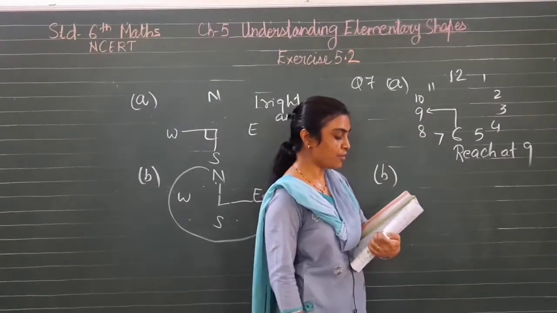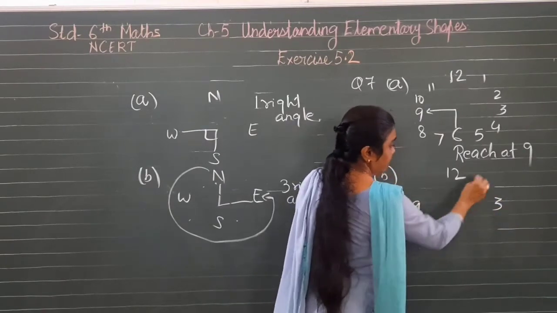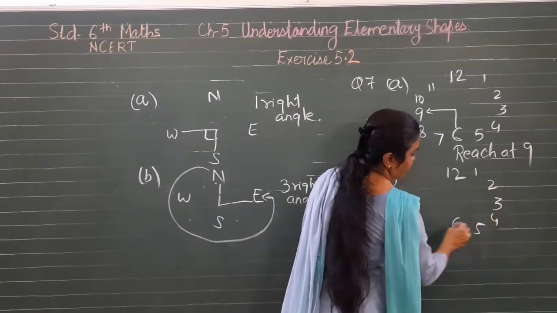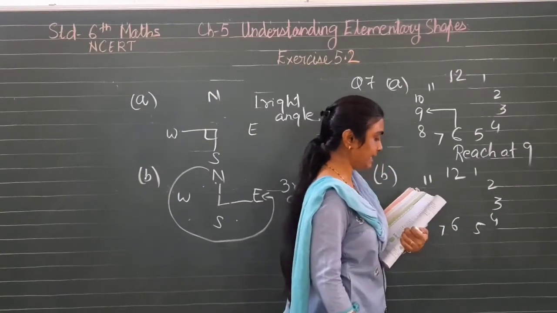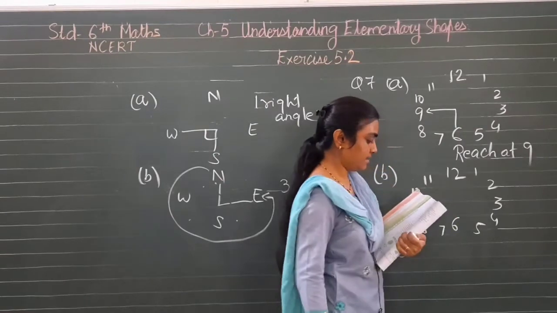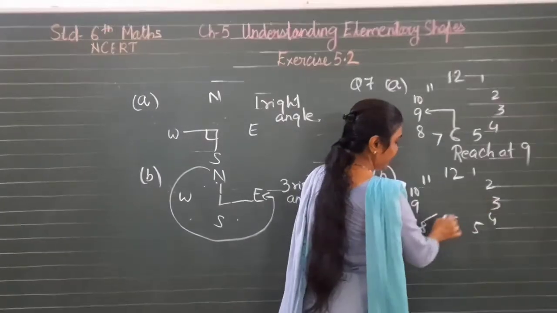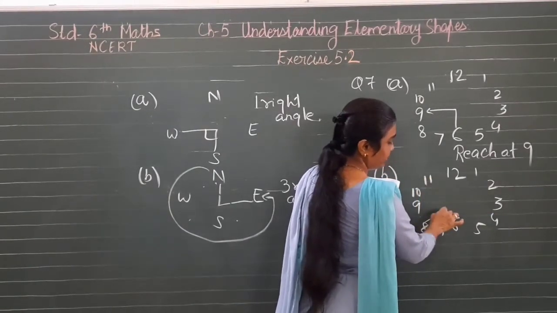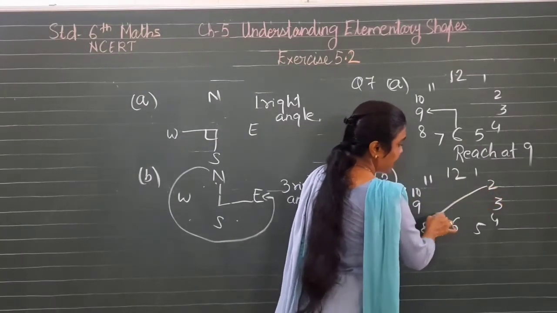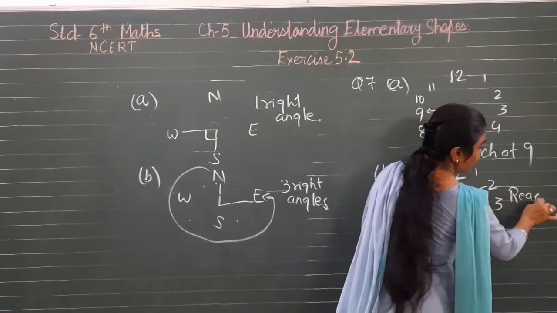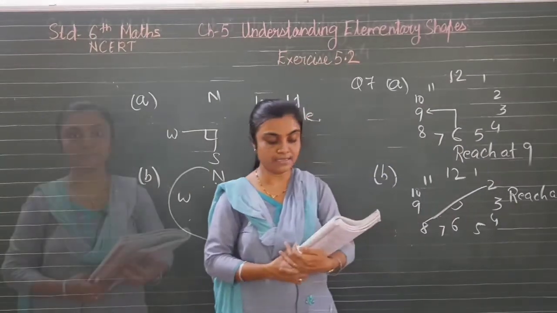B, starts from 8 and turns through 2 right angles. That means 2 right angles means a straight angle. So 1, 2, 3, it will reach at 12, 11, that is one right angle. 1, 2, 3. So it will reach at 2. So the answer is it will reach at 2 when it turns 2 right angles.